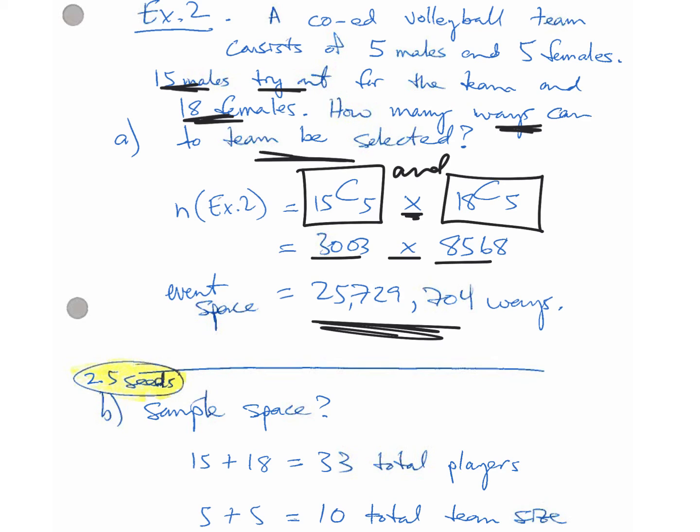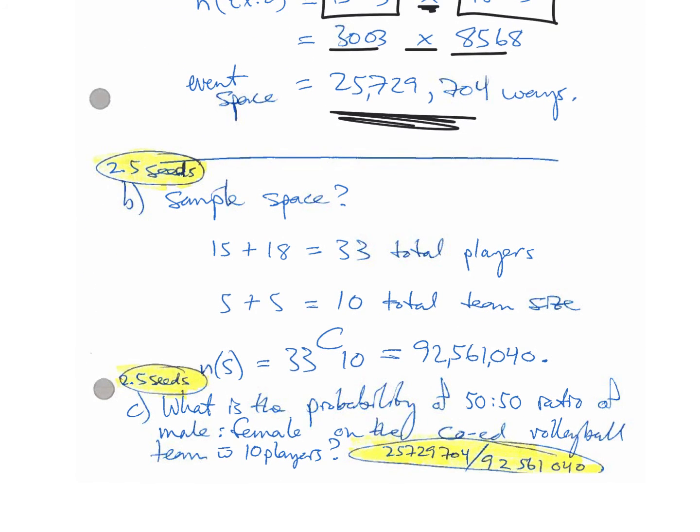Now, why is this the event space? Because there's a restriction that we need 5 males and 5 females. So let's think probability for a second. What would the sample space be? Well, there's 15 males and 18 females trying out, so there's a total of 33 players trying out. Yes, it needs to be a co-ed team. Yes, it needs to be 5 males, 5 females. But in general, 10 are being selected. So if you remove the restrictions, there's 33, and we're selecting 10, and order's not important, so we're using combinations.